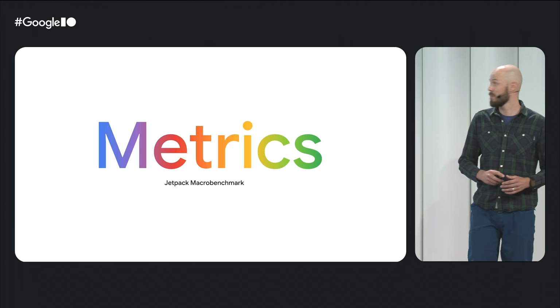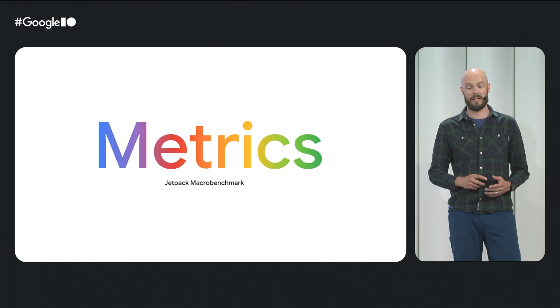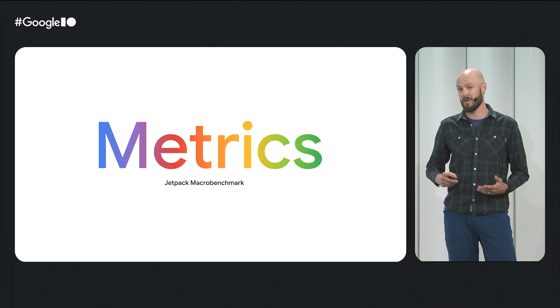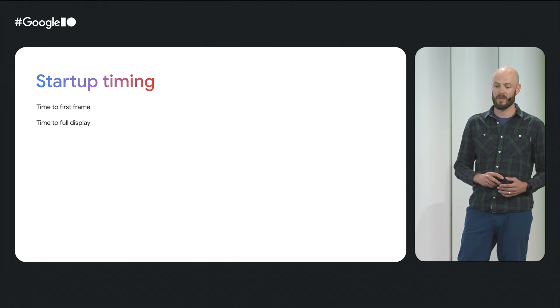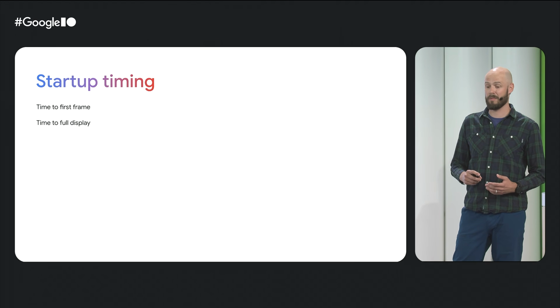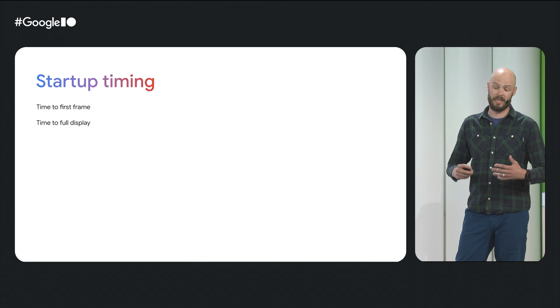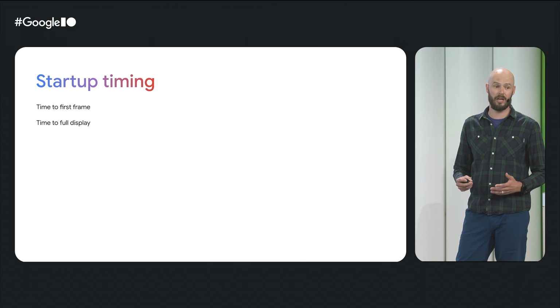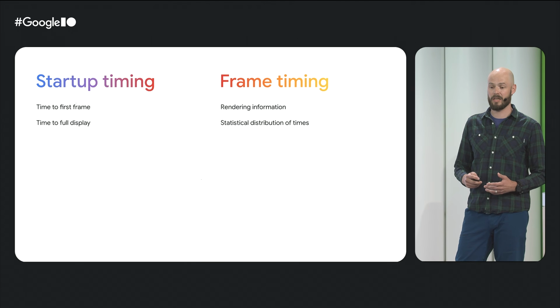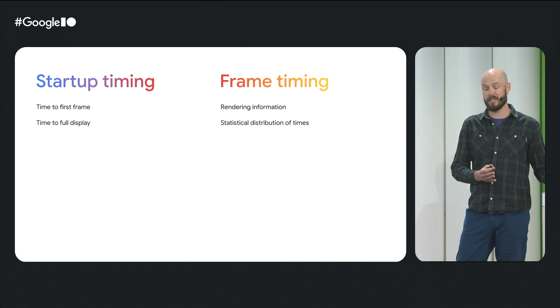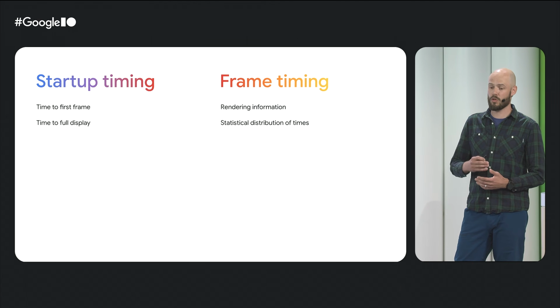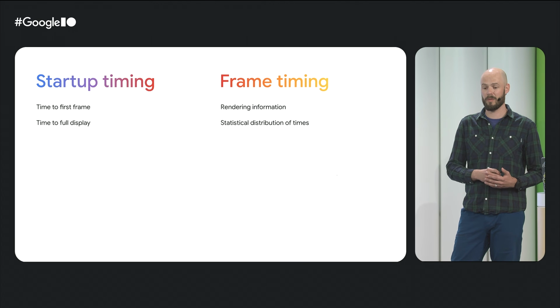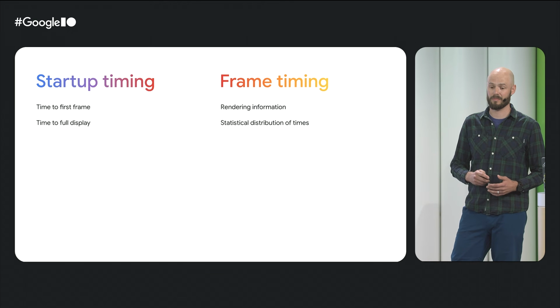Jetpack Macrobenchmark provides several metrics that enable surfacing relevant information within those captured traces. The startup timing metric enables measuring time to first frame and time to full display, two incredibly relevant metrics when it comes to user satisfaction. The frame timing metric provides data on how frames are rendered and then it statistically distributes those. Users do care a lot for startup and rendering performance, so should developers.